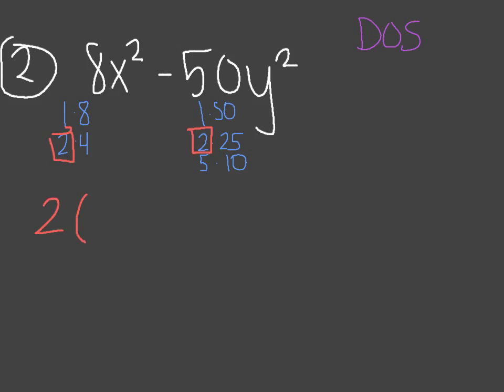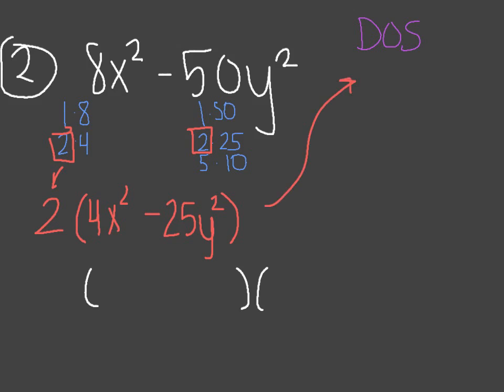I make my parentheses of what is left. Since the 2 already went out, I know that 2 times 4 is 8. I drop down my x squared. I drop down my minus sign. I already took out my 2. What's with my 2 is the 25. And I drop down my y squared. Now, inside my parentheses, again, this is difference of squares. So I make my factoring frames, or my parentheses. I drop down the 2. It's just not going to do anything. It's just going to stay out there.